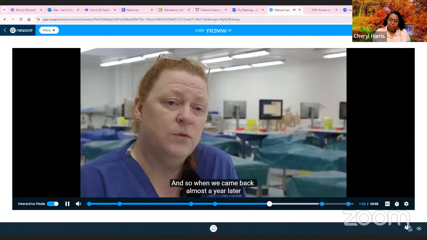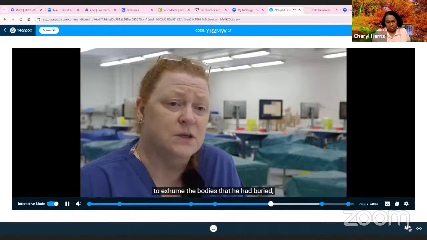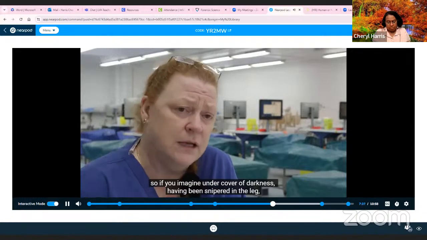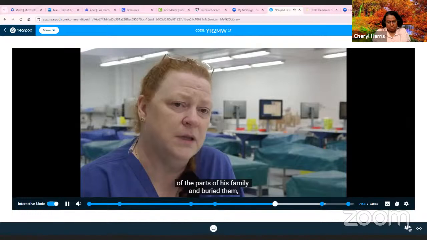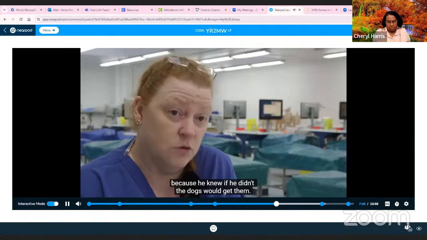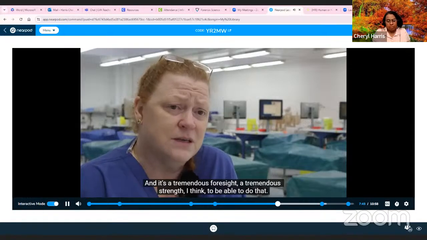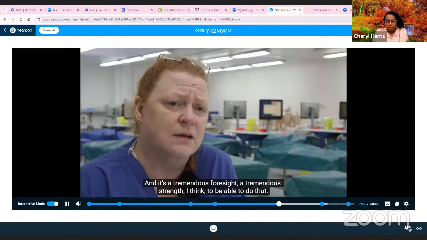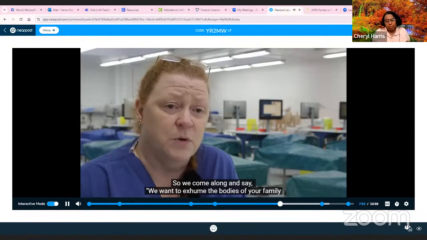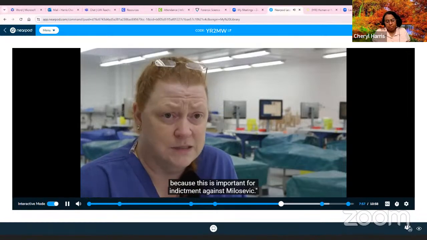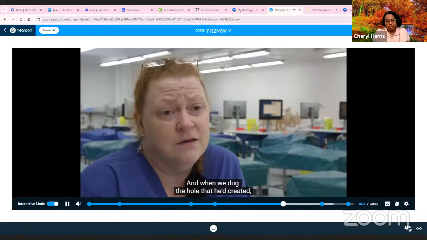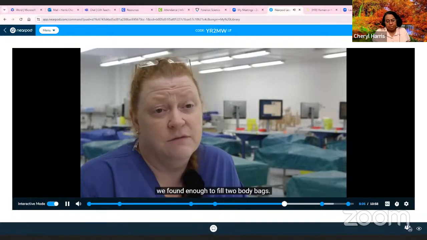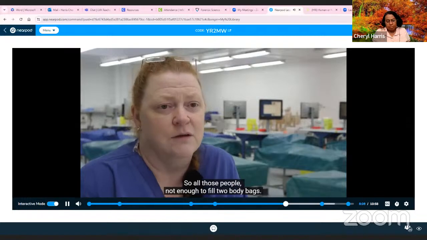And so when we came back almost a year later to exhume the bodies that he had buried, if you imagine, under cover of darkness, having been sniped in the leg, he still went around and found what was left of the parts of his family and buried them, because he knew if he didn't, the dogs would get them. And it's a tremendous foresight, it's a tremendous strength, I think, to be able to do that. So we come along and say, we want to exhume the bodies of your family because this is important for the indictment against Milosevic. And when we dug the hole that he'd created, we found enough to fill 2 body bags. So all those people, not enough to fill 2 body bags.